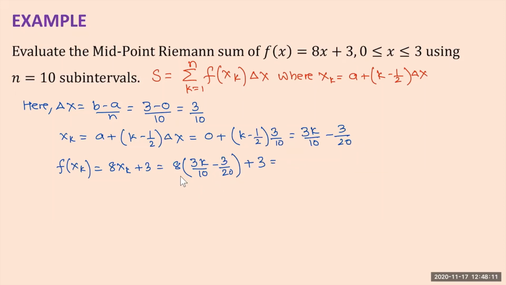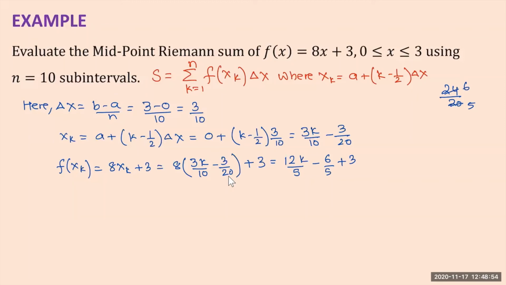If you try to simplify this one, it will be 8 times 3, 24, k divided by 10. 24k divided by 10 is the same as 12k over 5. Then minus, if I multiply by 8, 8 times 3, 24 over 20. You can simplify 24 over 20 by dividing both numerator and denominator by 4. 4 times 6 is 24, 4 times 5 is 20. So that will be 6 over 5. And then at the end, you have plus 3.